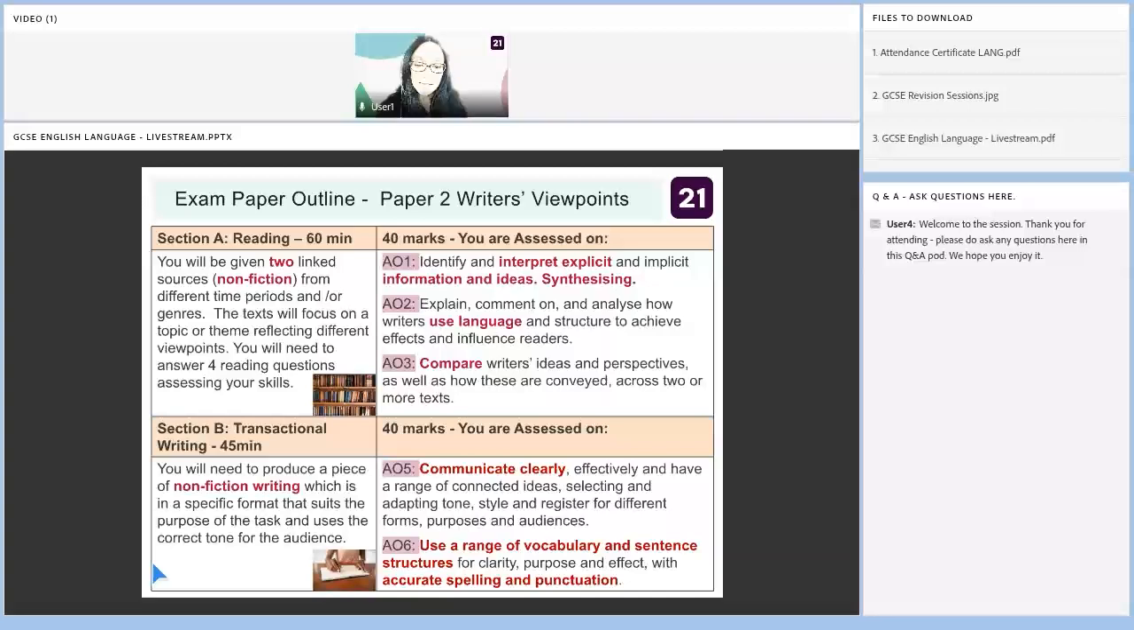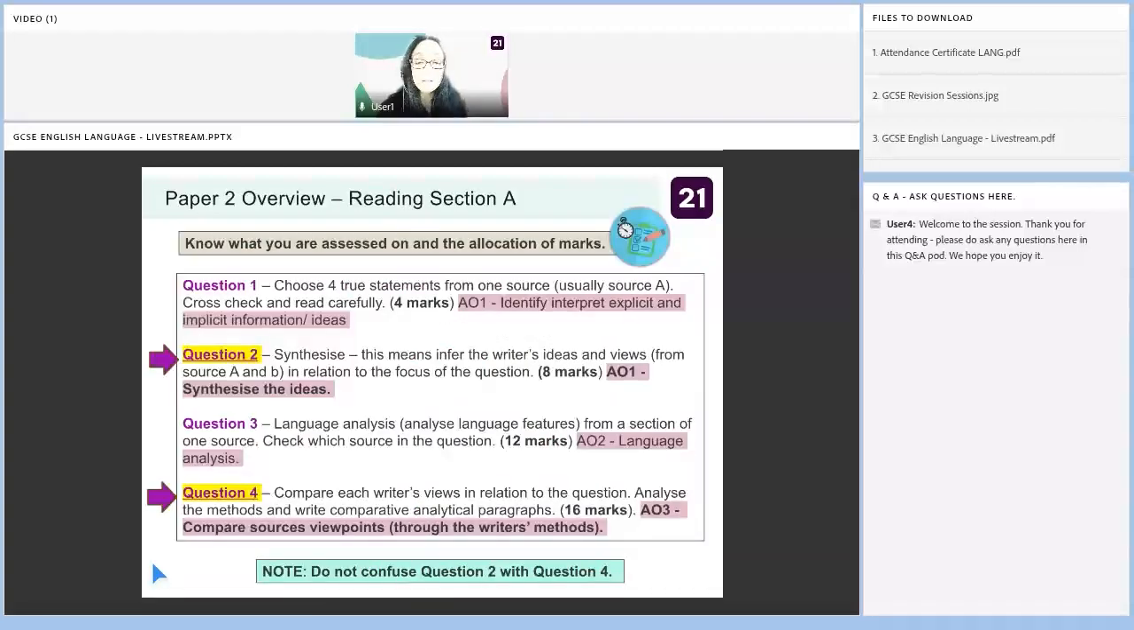So now I'm going to take you through an overview of the reading section of paper 2. So notice that there are 4 key questions there, and it's really important to know exactly what you're assessed on. So if you have a look at question 1, you're choosing 4 true statements. It is AO1, but approach this question as though it's a process of elimination. So it's usually from one source, so check that you have the correct source. Have a look at the statements and cross-check them very carefully.